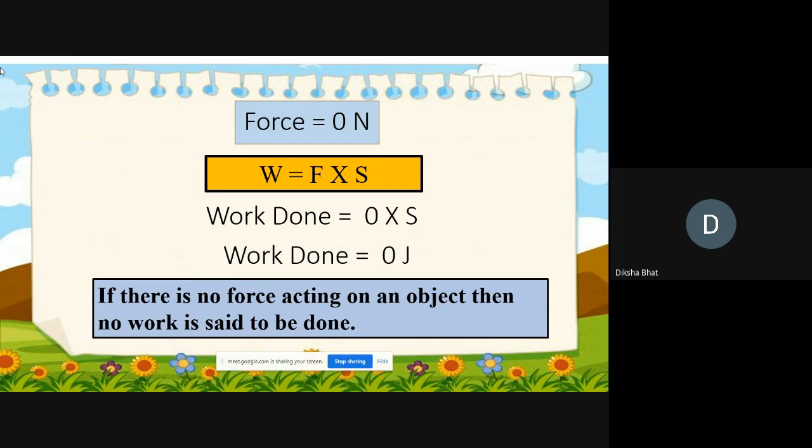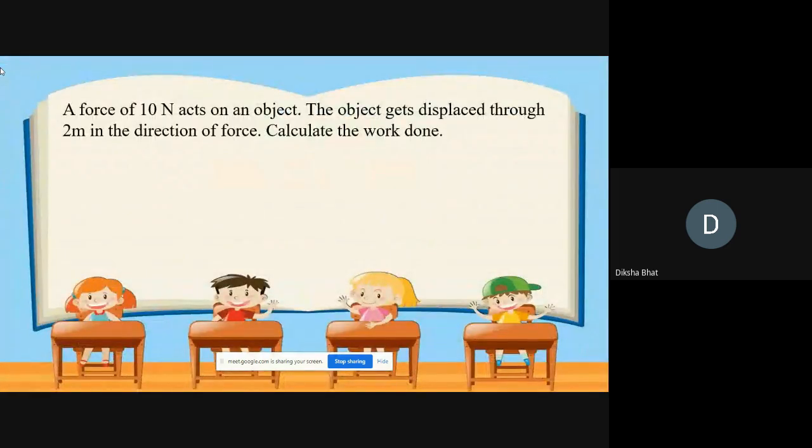Now let us solve some problems. I want any one of you to read this question. A force of 10 Newton acts on an object. The object gets displaced through 2 meters in the direction of force. Calculate the work done.